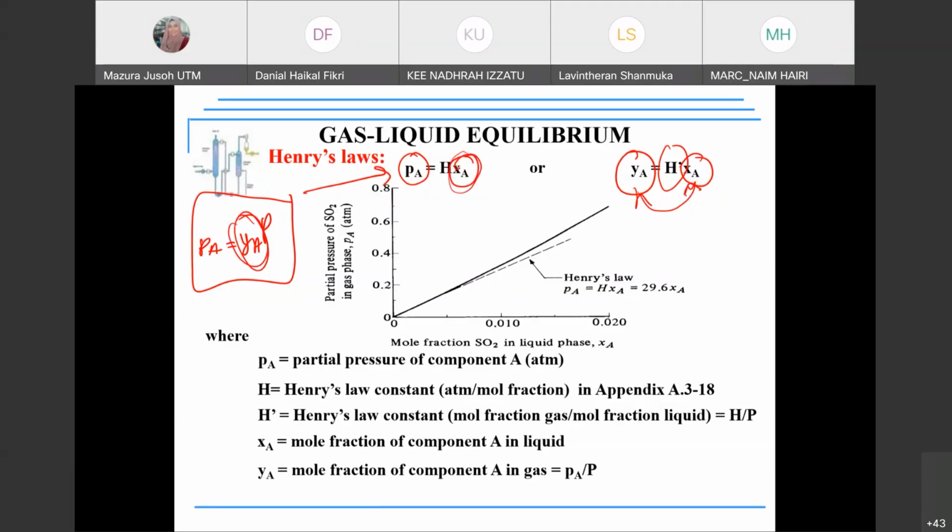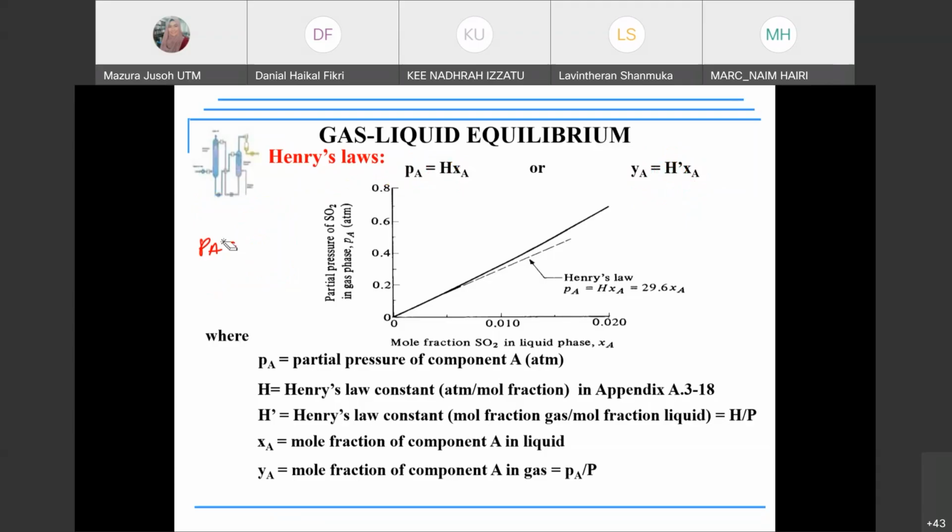So you can use this equation. If you have XA and you want to find YA, then you can use the H prime. Okay, so I will show you the application of these equations in a question in a while. This is the principle of how they derive the Henry's law constant in a mixture.